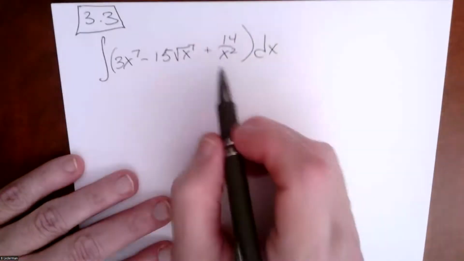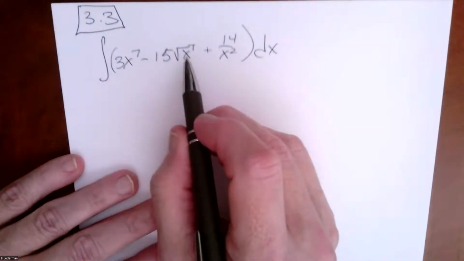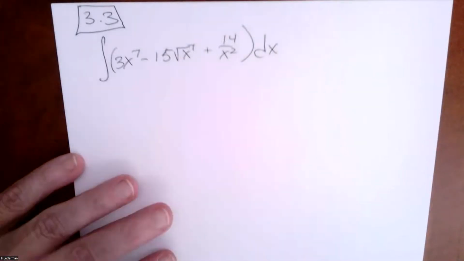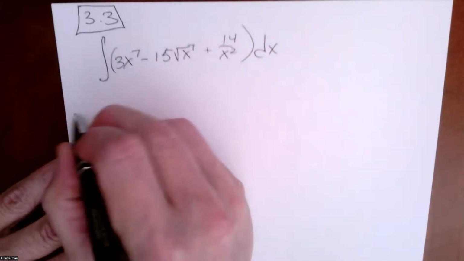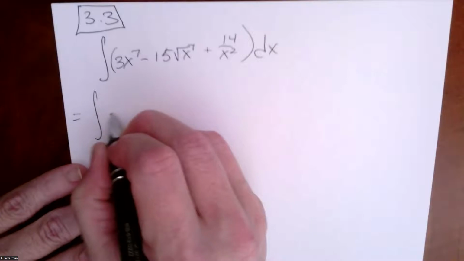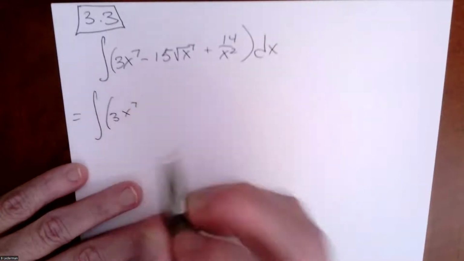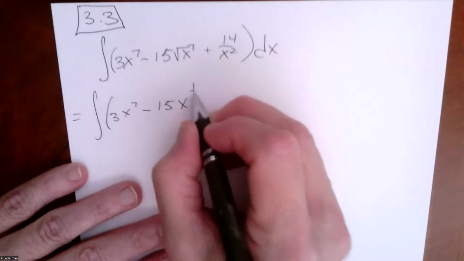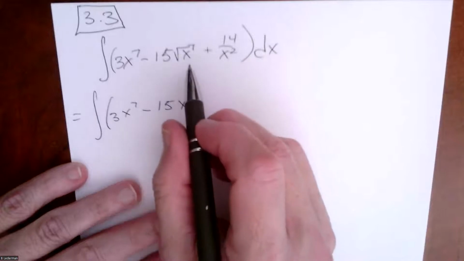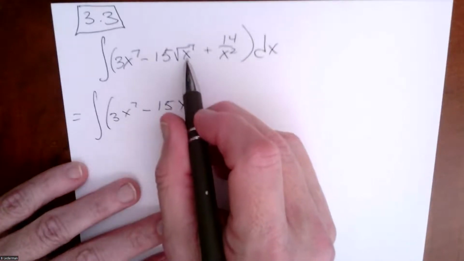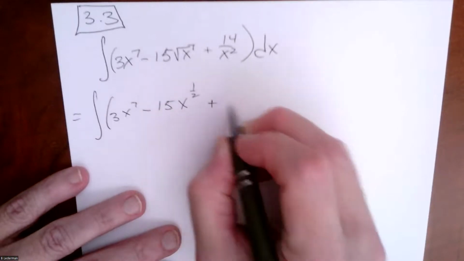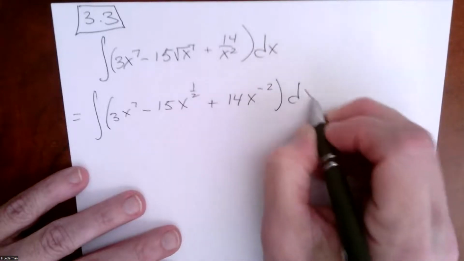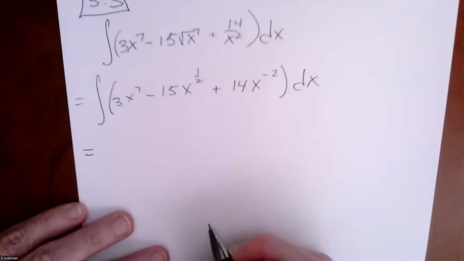So first thing I'm going to do to make it easier is rewrite this completely in terms of exponents, because of the square roots. So this is all equal to the integral of 3x to the seventh. I don't have to do anything, that's good already. Now, instead of writing square root of x, I'm going to write x to the 1/2 power, because with calculus, it's much easier if you put things in terms of exponents rather than have radicals. Plus 14 times x to the negative 2 power dx.